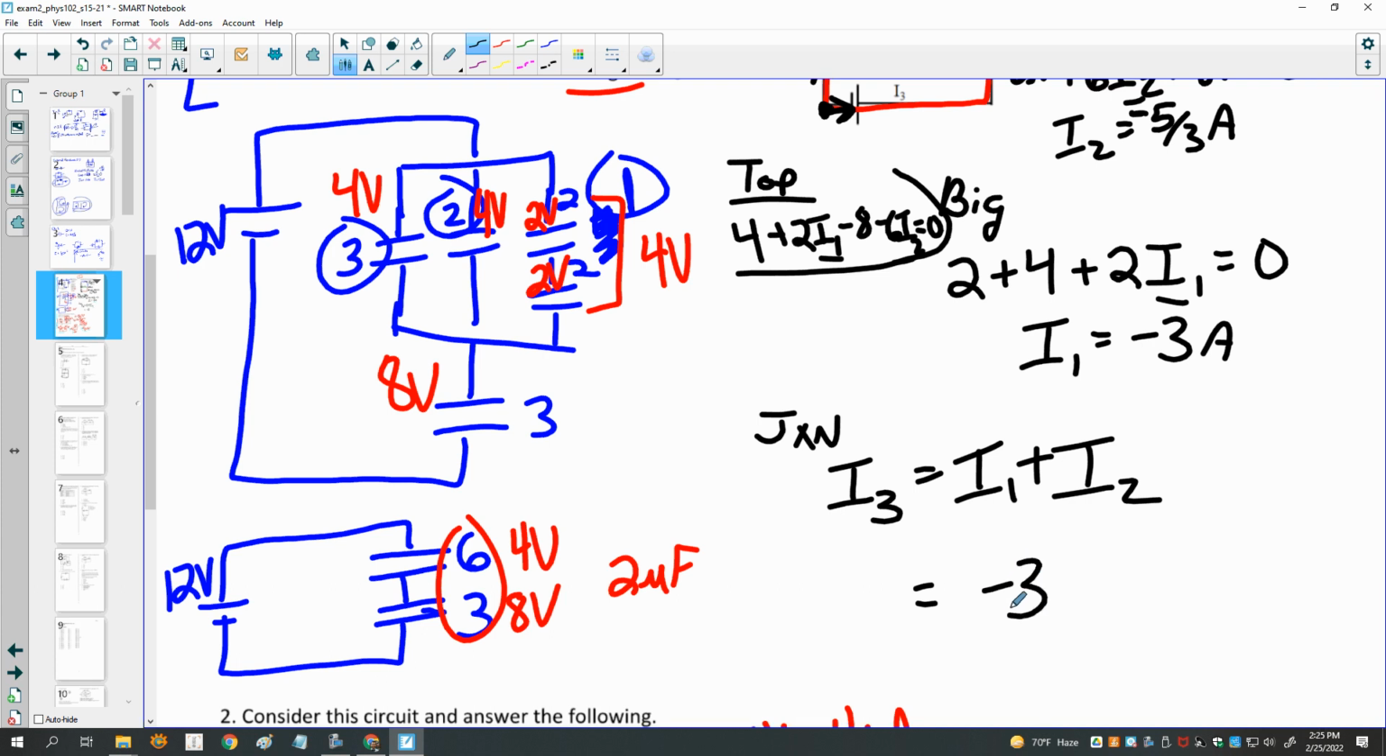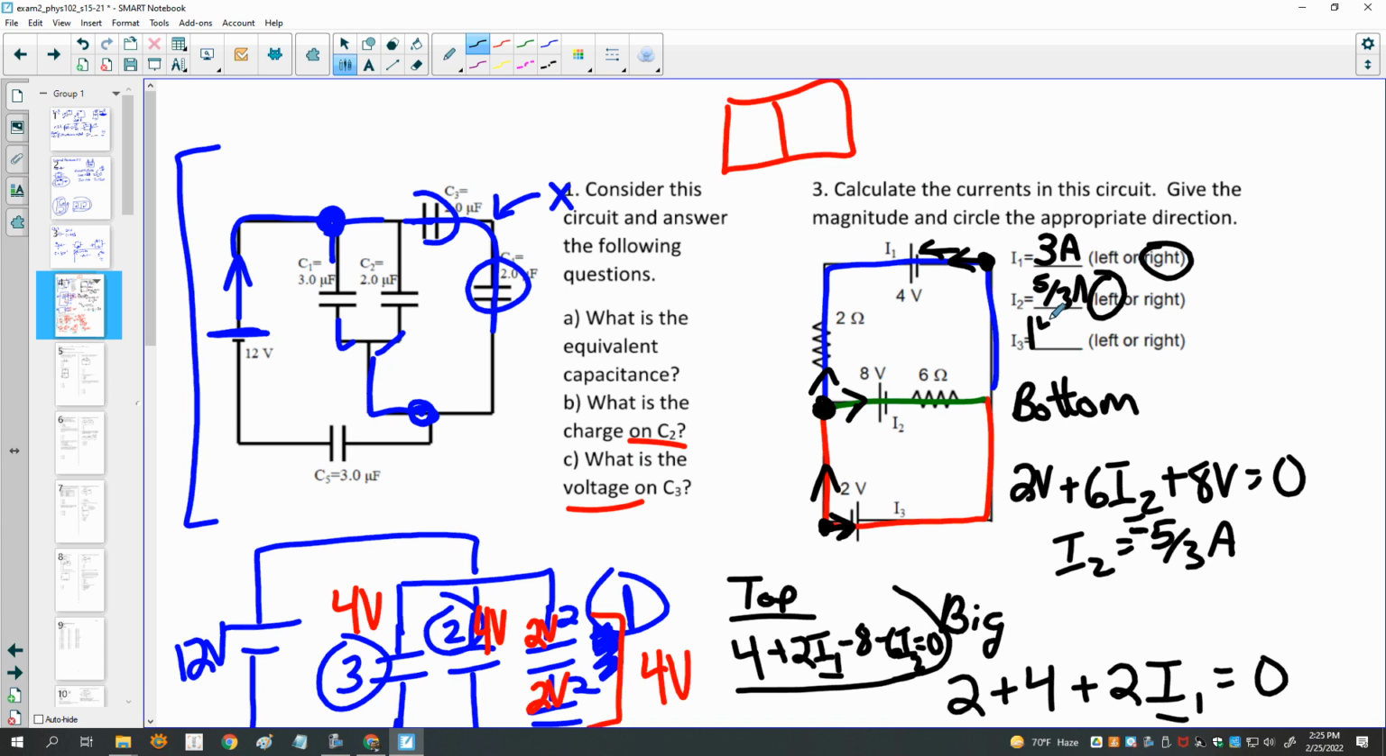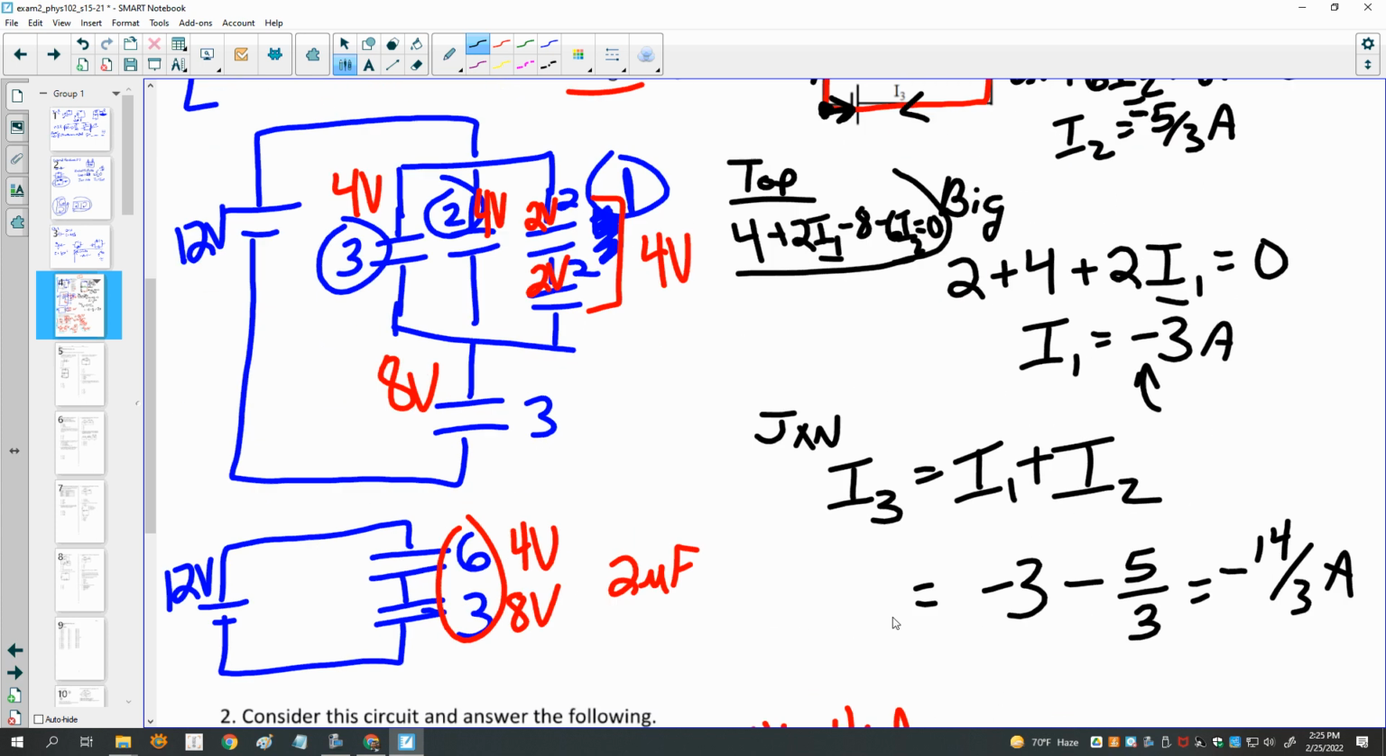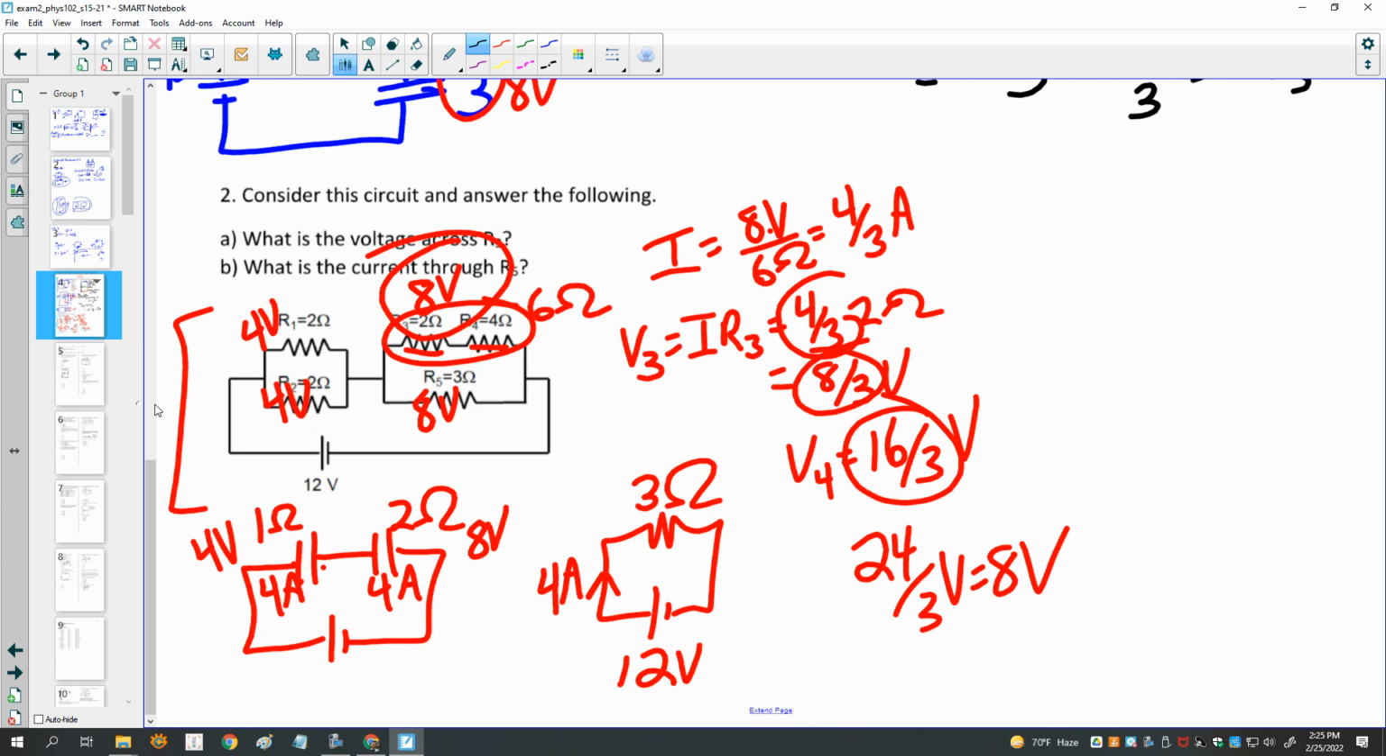I1 is -3. Be careful. I keep that negative until the very, very end when I write my answer. -3 minus 5/3. So that's 9/3 minus 14/3. So I3 then is 14/3 amps. I now drop the negative, and I3, I had chosen it in this direction, to the left, so that means it's actually to the right. By the way, I can put any of those values into any of these equations, and they should come out consistently. If they don't, then I made a mistake somewhere. So if you have extra time on your test, please do that.